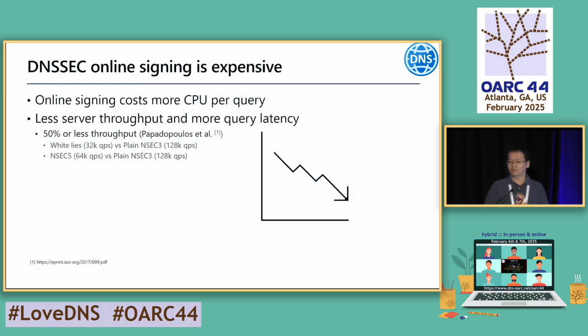So in general, DNSSEC online signing is very expensive, because it costs more CPU for each query, and it can also make server throughput worse and add more query latency. There are some studies showing that in some cases, DNSSEC online signing can only achieve about 50% less of the throughput compared to responses that are signed offline.